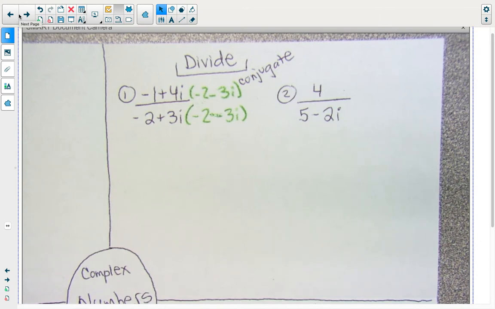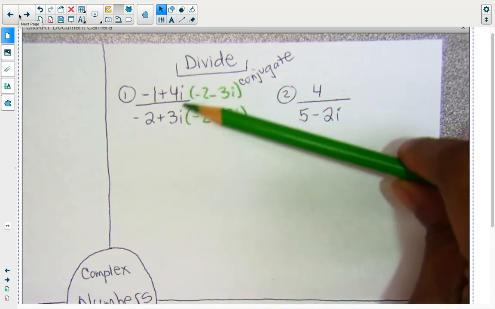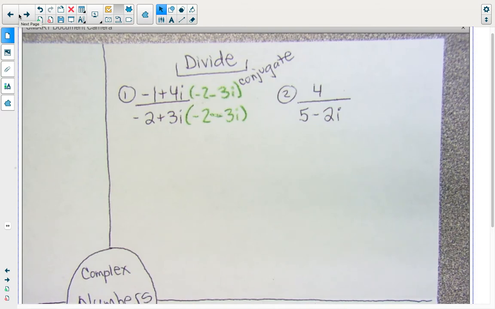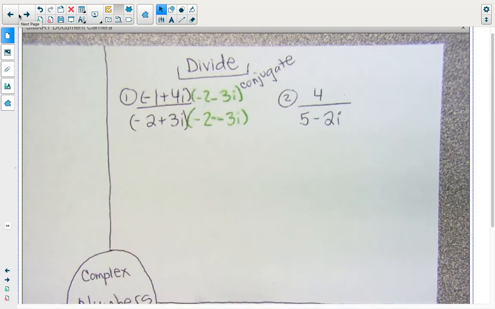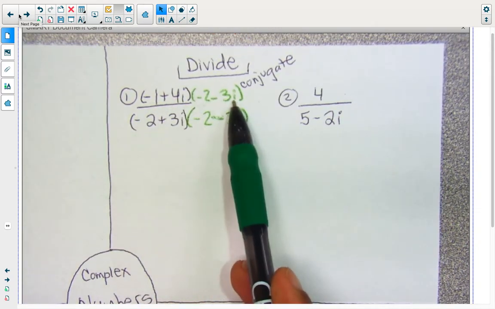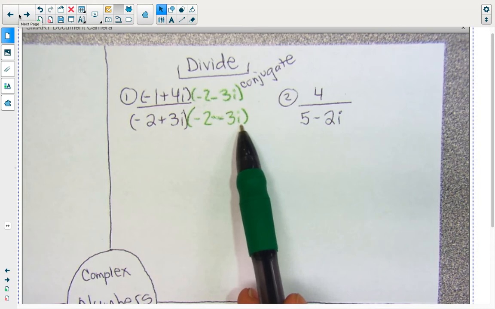There's really no dividing here. It really just turns into multiplying. It is set up like a division problem, kind of like a fraction, but there really isn't any dividing in it. So let us work this out. I'm going to put some parentheses around here and around here. On top, I'm going to do the distributive property, and on the bottom, I'm going to do the distributive property.